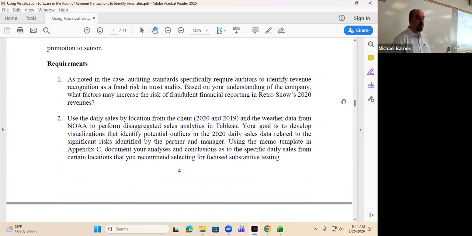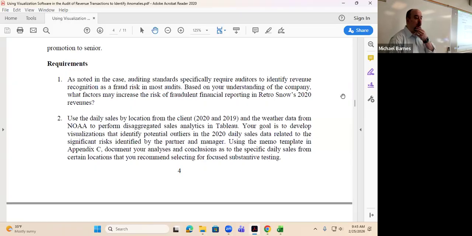First requirement was saying, as noted in the case, auditing standards specifically require auditors to identify revenue recognition as a fraud risk in most audits. Now, let's go ahead and scrutinize that statement. Can we say that revenue recognition has been a source of fraud in prior financial statement audits? Has this ever happened? Has a company ever misstated its revenues in the past? Maybe, okay. If it's not happened, it's likely to happen at some point in the future, but I can't think of any off the top of my head except for like a dozen. So we can't say that revenue recognition is a fraud risk.